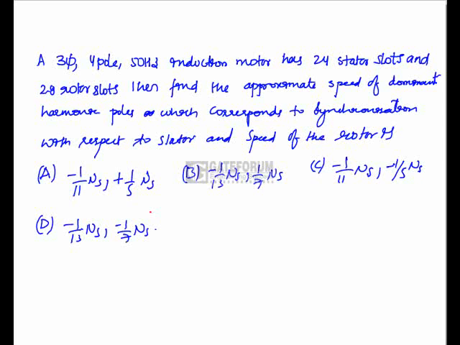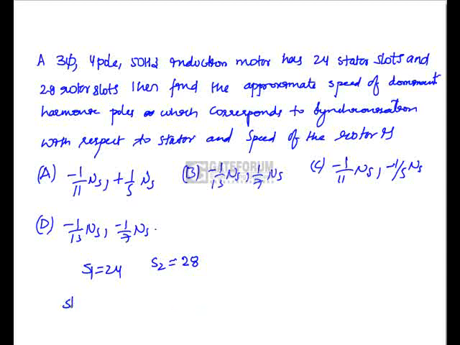A 3-phase 4-pole 50 Hz induction motor has stator slots S1 equal to 24 and rotor slots S2 equal to 28. Now we have to find the approximate speed of the dominant harmonic pole, which corresponds to synchronization with respect to the stator, and the speed of the rotor.